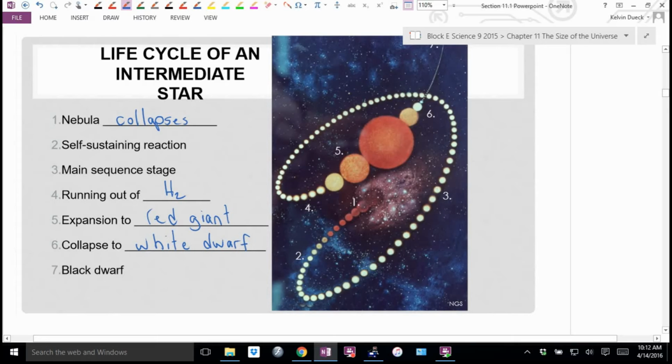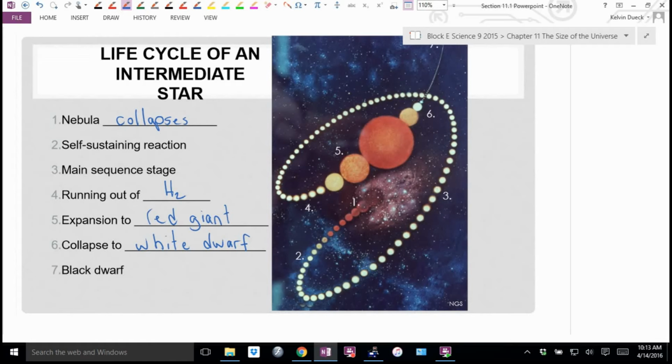white dwarf. What color do you think a white dwarf is? White. Do you think a white dwarf is hot or cold compared to a red giant? Hot. How big do you think a white dwarf is compared to a red giant or intermediate star? Because we know how to name stuff.